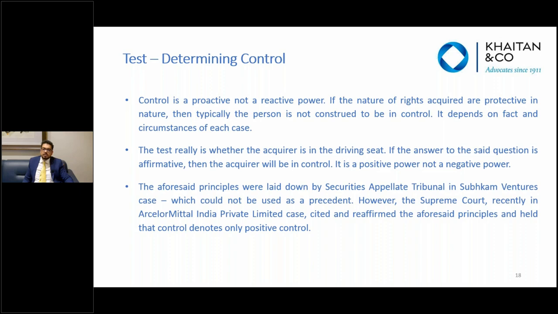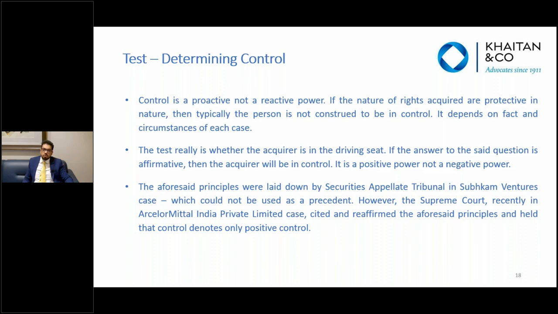The test really is to see if you are in the driving seat, and if the answer to the question is yes, then you could be said to be in control. It's really to see that you have a positive power and not a negative power. So the principles I've just mentioned were actually laid down in the case of Shubhkam Ventures, which was a SAT order. This thereafter was appealed by SEBI in the Supreme Court, but due to certain circumstances, this was withdrawn and was not contested or decided by the Supreme Court at that point in time.